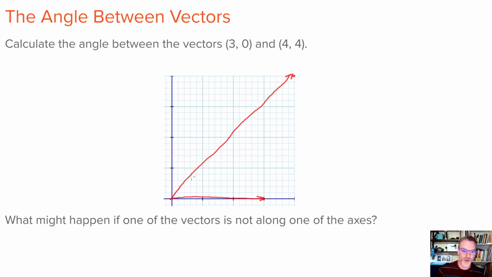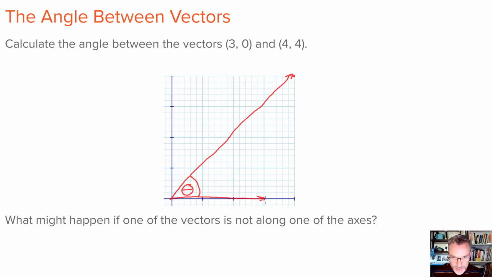Okay, and we want to find the angle between these. And I'll use the convention of calling the angle theta, that Greek letter theta. Well, finding that theta is pretty straightforward here, since that 4, 4, if I drew it a little bit better, is a 45-degree angle. Right? It's supposed to go through 1, 1. So that's pretty easy to solve this one, just looking at it.